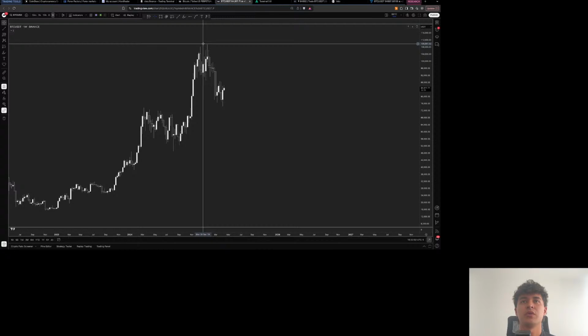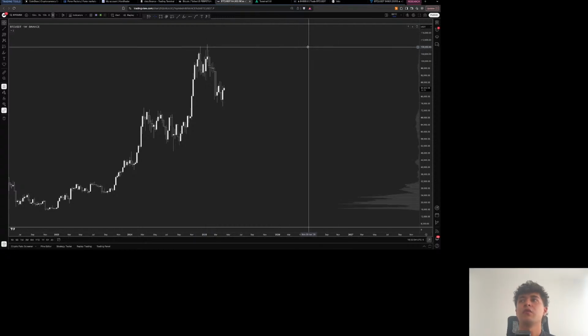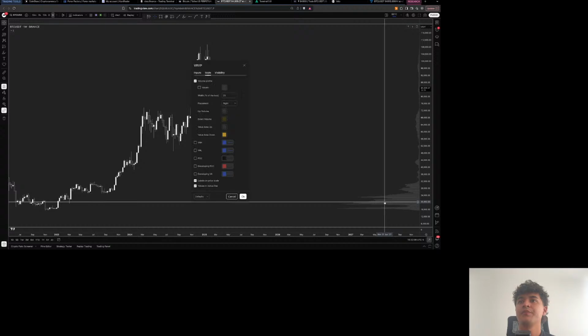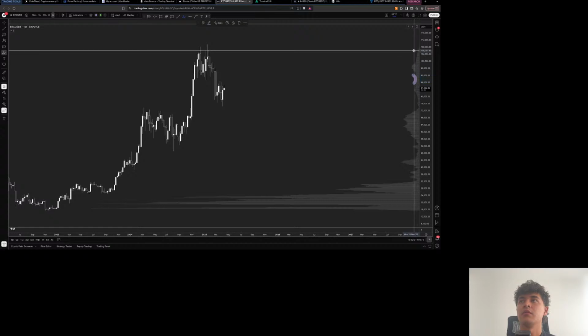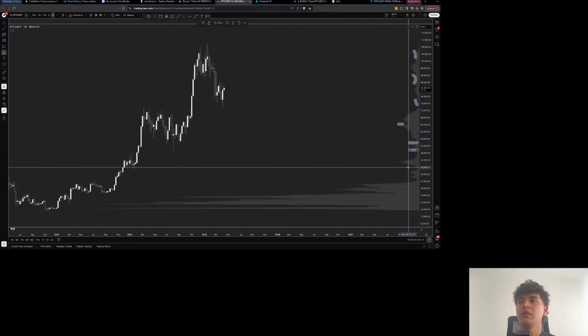Okay, let's start with the weekly chart. Let's wait for the volume to appear. Okay, I'm going to move this to 80 so we have cleared the volume. All right. Now I'm going to try to highlight the low volume nodes on the volume. Okay, so we have low volume node here, low volume node here, low volume node here, here, here, and here.